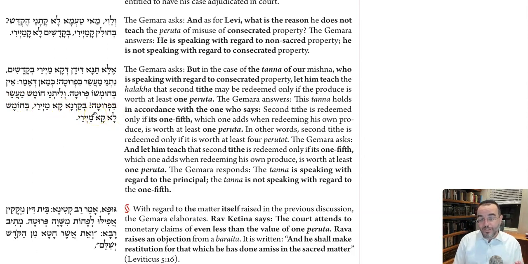Okay, then why not say that the minimum for a fifth surcharge is 1 peruta, the minimum amount that you have to redeem Ma'aser, that you even can redeem Ma'aser Sheni. No, maybe you can, with that other Chizkiyah who said you added onto a previous coin. Okay, the minimum amount that you have to redeem is if the fifth is 1 peruta. So that's a peruta law. Why not include that?